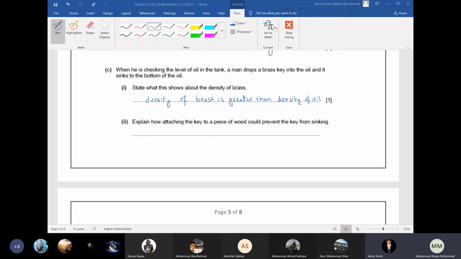Beta, first of all, okay, wood is less dense than water. We know that, beta. But here in the question, what are we discussing? Oil or water? Oil. So beta, many students make these mistakes. You have to read the question. Why would you say water here? Because we are explaining how attaching the key to wood would prevent the key from sinking into oil. So we have to compare the density of the oil with them, not the water. Understand? Yes, sir. So beta, please read the question carefully.